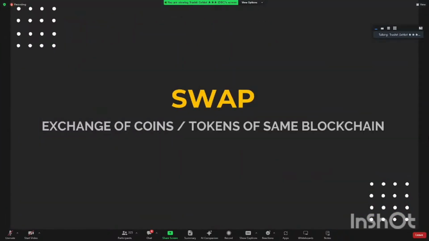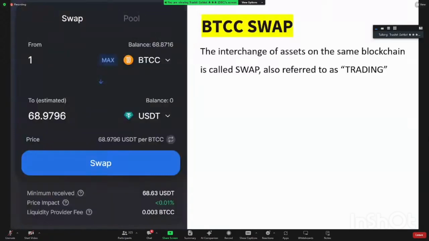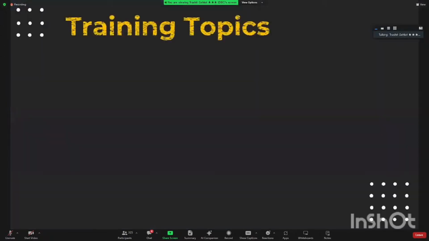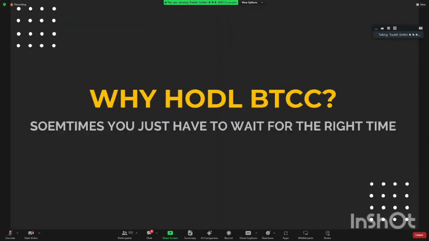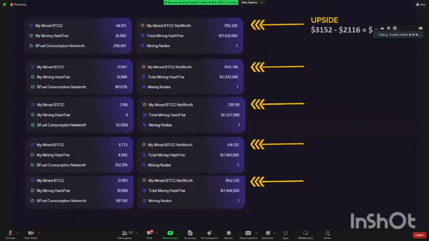Last but not the least, the swap feature. I have already explained this. Now, why hold BTCC? I have already explained that the longer you hold, the more benefit you can have, in terms of appreciation of BTCC when it will happen. But over here also, you need to have a strategy. You cannot just sell off all your assets. Crypto and blockchain technologies are things of learning, so you must plan your holding also. And as you will plan, you will see you will have such upside.